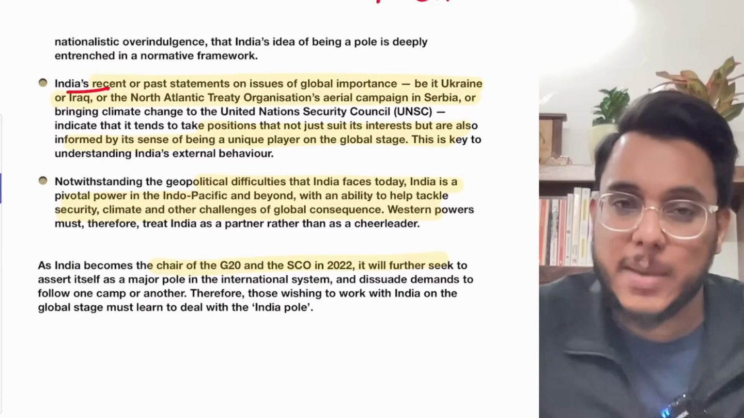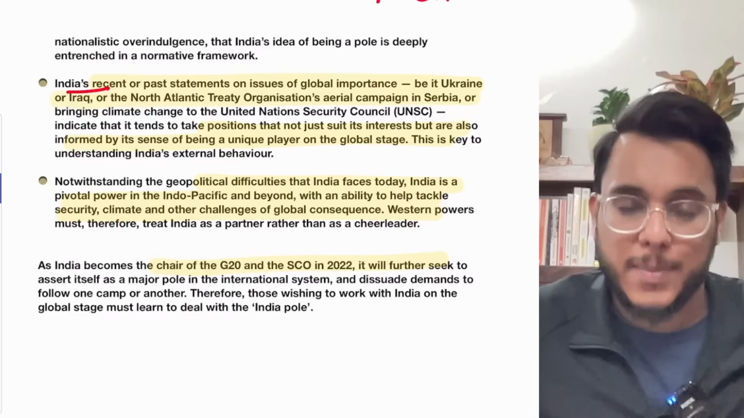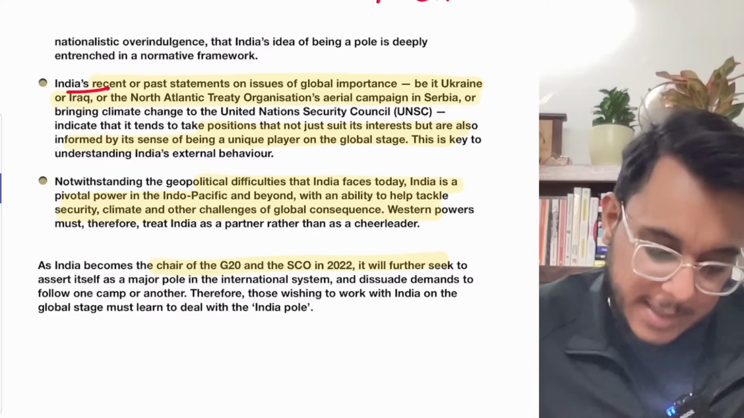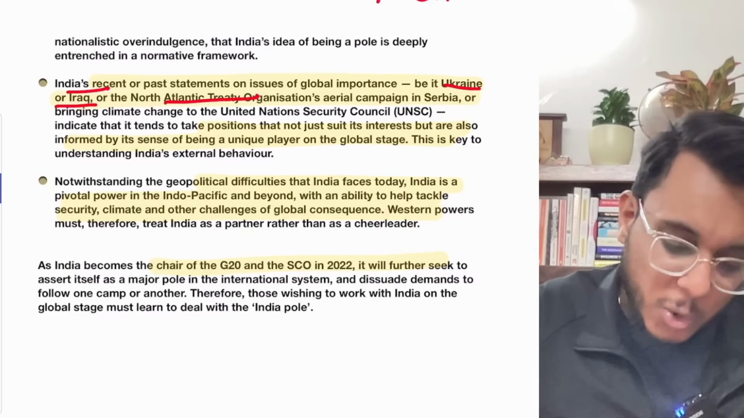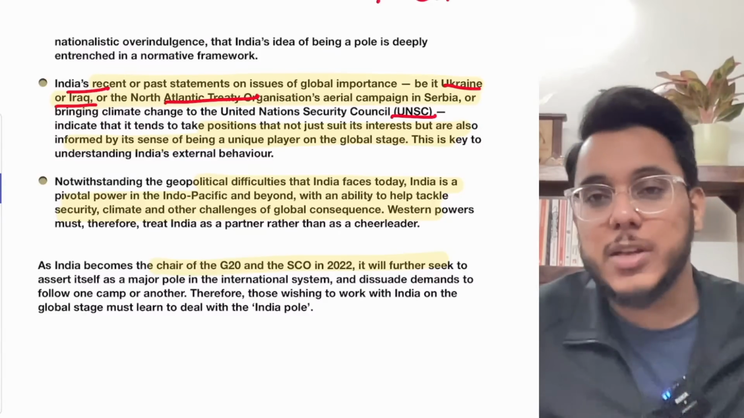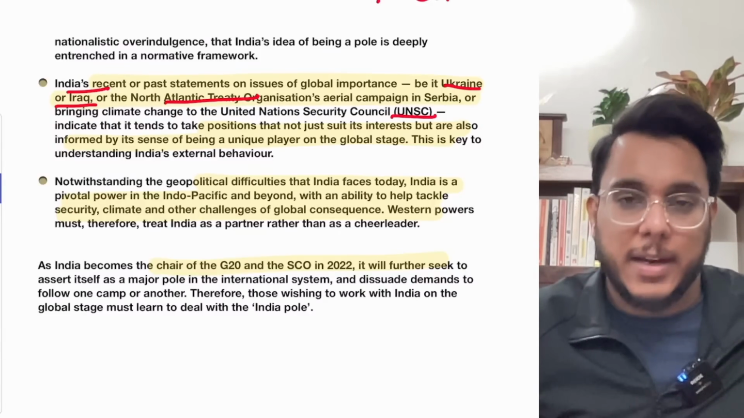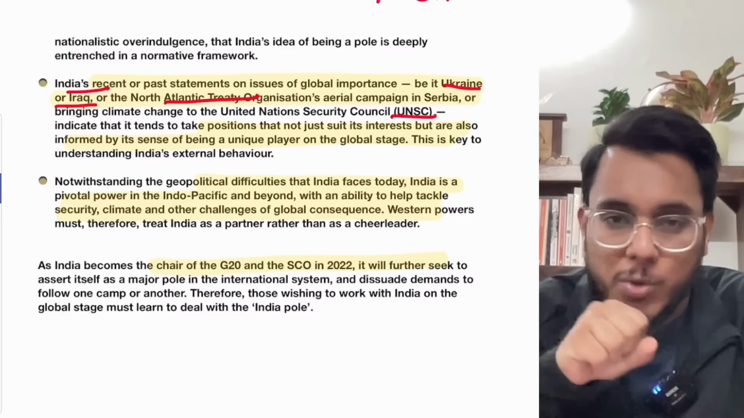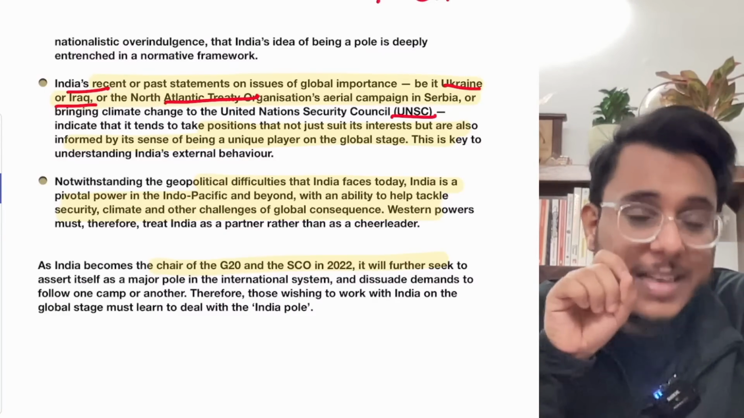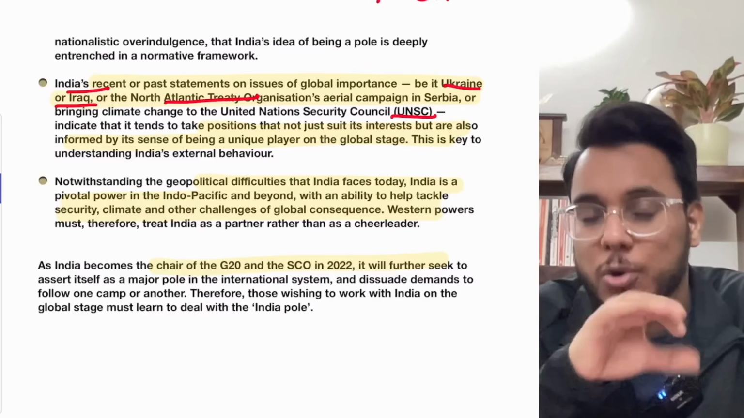Now, India in the past also made certain statements on many of the global concerns, for example, the Ukraine war, Iraq war, NATO, UNSC. Okay, for example, we'll take the example of Ukraine. What happened in the Ukraine war? Now, though Russia is a very close friend of India, India clearly said to Russia that the war should come to an end.